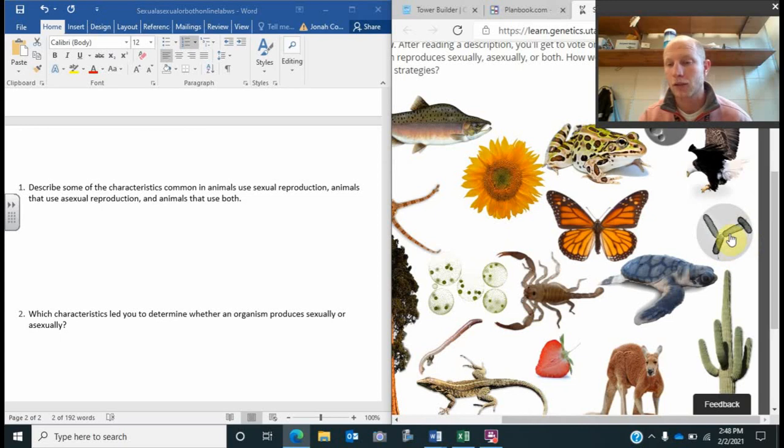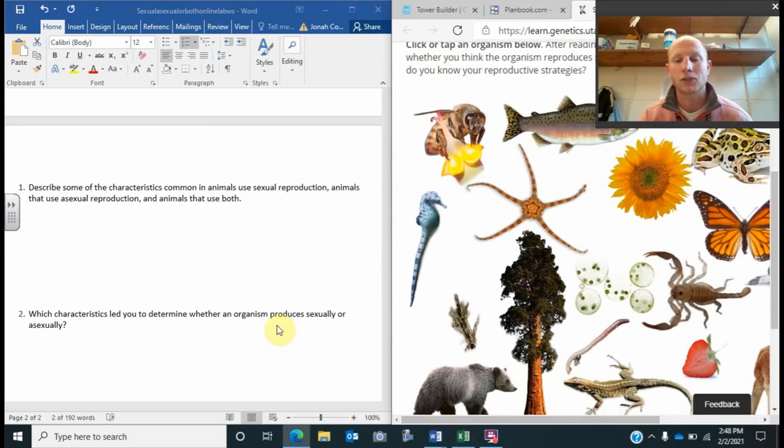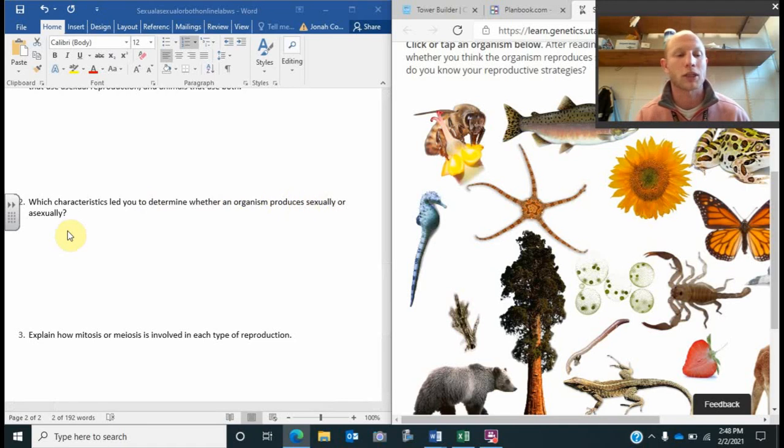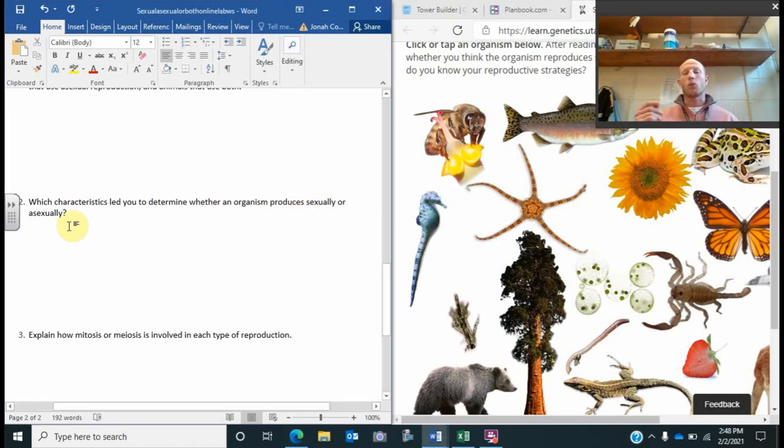Had the salmonella over here, and yeast up here, these unicellular organisms. These guys, the smaller, more simple organisms, they tend to reproduce asexually. And then when we talk about the characteristics that led you to determine whether his organism was produced sexually or asexually, again, I think about word association.